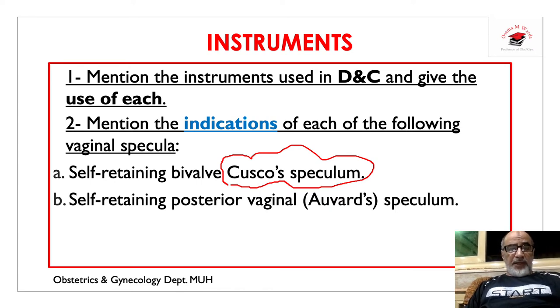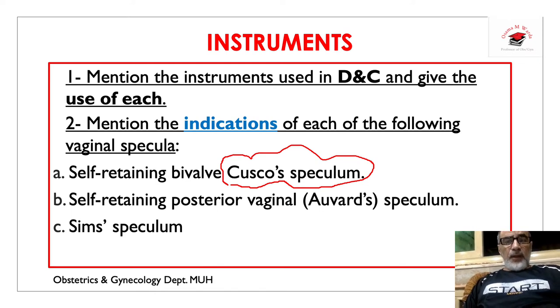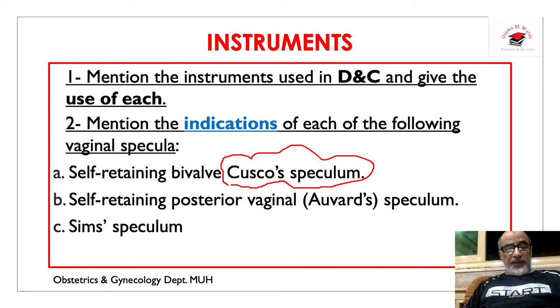Self-retaining vaginal oval speculum. It is used under anesthesia because of its large size, and it is used for vaginal operations such as anterior vaginal repair in anterior colporrhaphy, management of vesicovaginal fistula, and it may be used in D&C under anesthesia, and so on. The same speculum is used for visualization of the anterior vaginal wall, especially in vesicovaginal fistula. Also, we can use the same speculum as a vaginal retractor in gynecological operations.